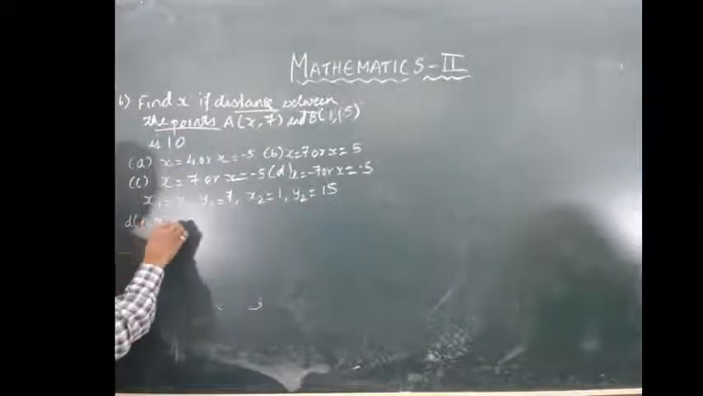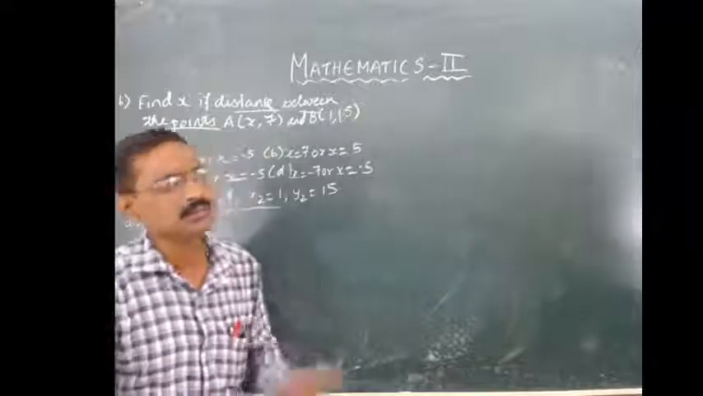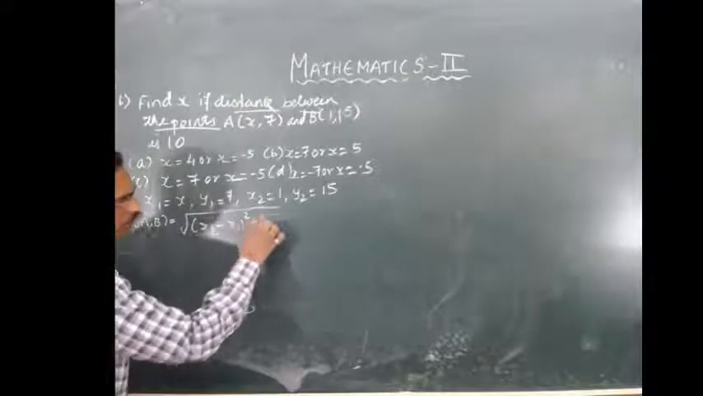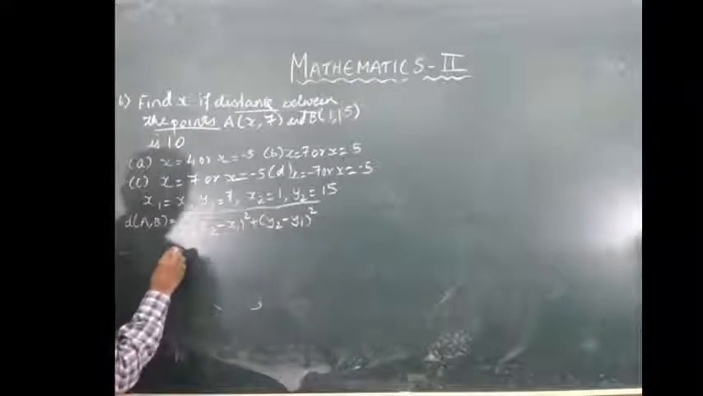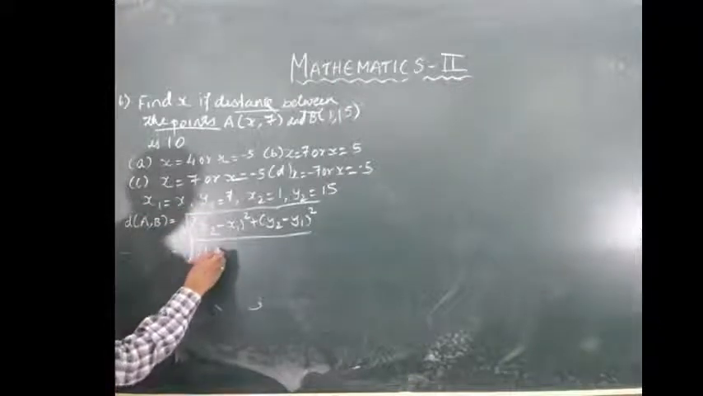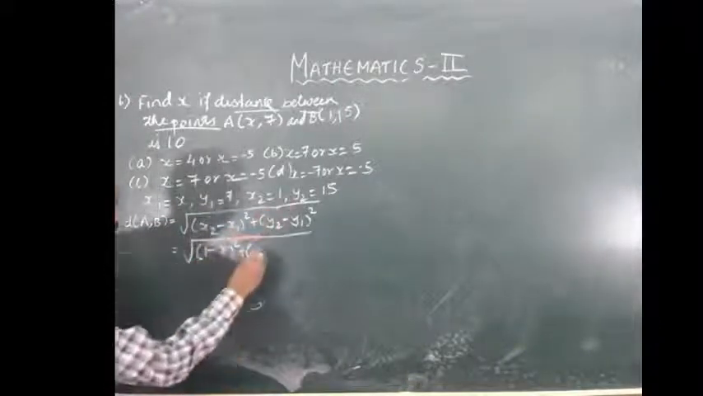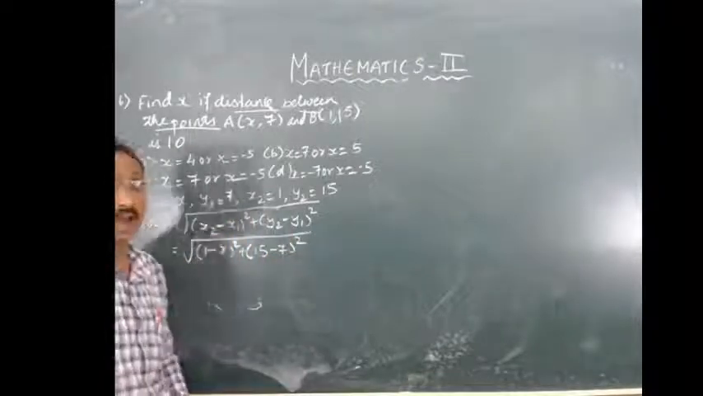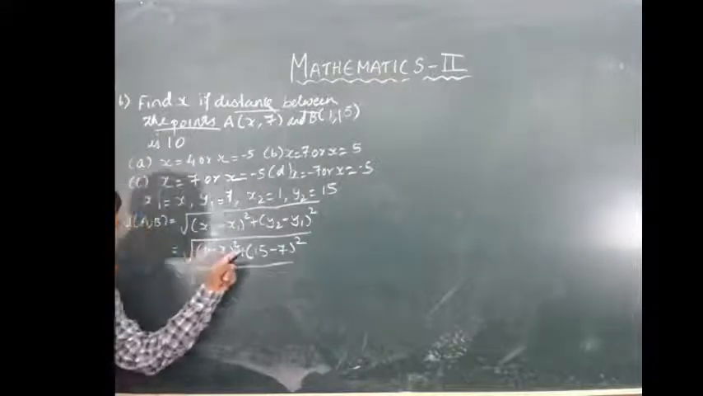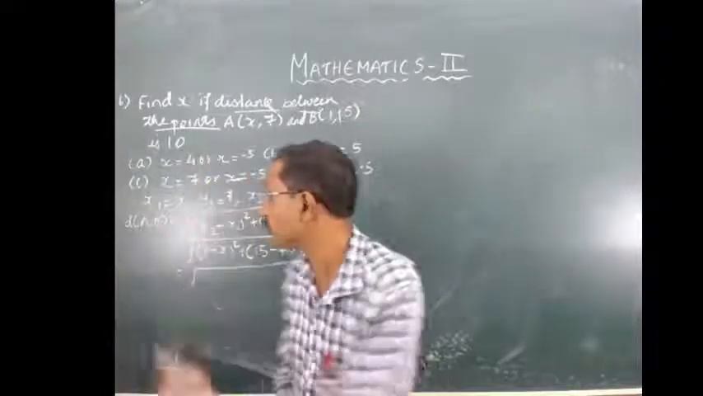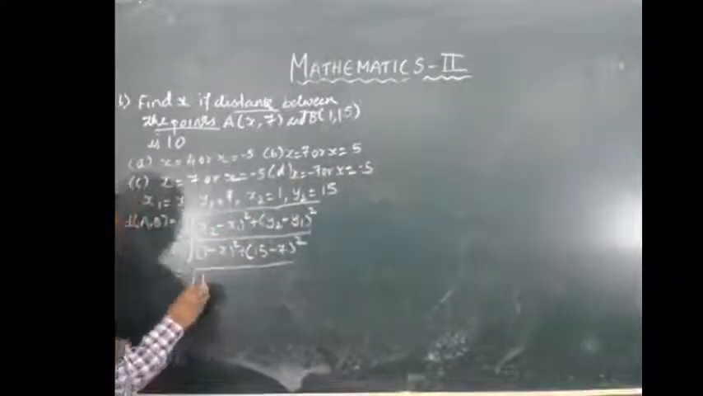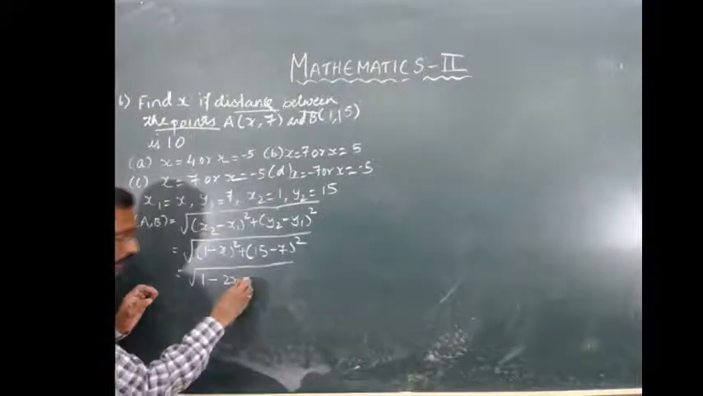Distance AB is equal to, similar to the earlier problems, there is no change in them, square root of (x2 minus x1) square plus (y2 minus y1) square. Now just substitute what we have got: 1 minus x whole square plus, what is y2? 15 minus 7 whole square. Now we will solve this. (a minus b) the whole square is a square minus 2ab plus b square.